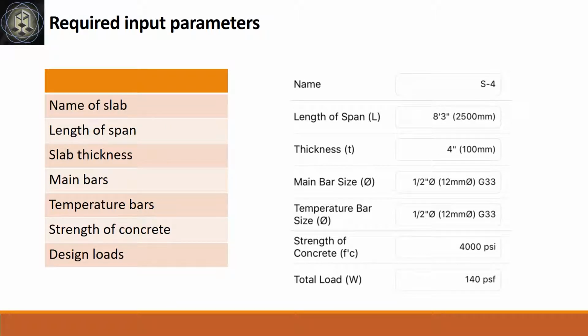Name of slab S4. Length of span 2500 mm, roughly 8 feet 3 inches. Slab thickness 100 mm or 4 inches. Main and temperature bars 12 mm or half-inch diameter bar grade 33. Strength of concrete 4000 psi and total load of 140 psf.